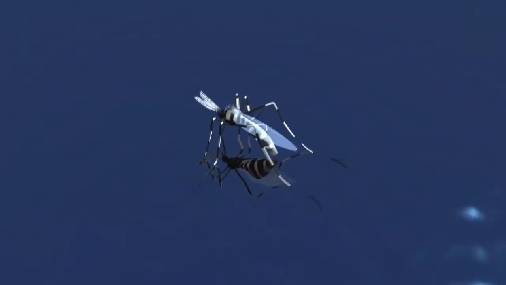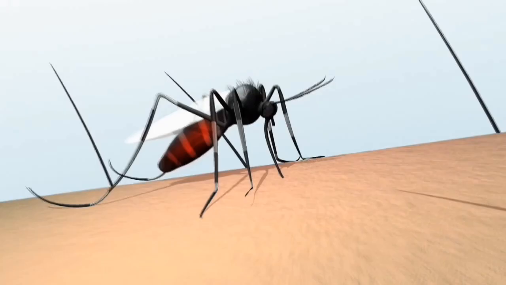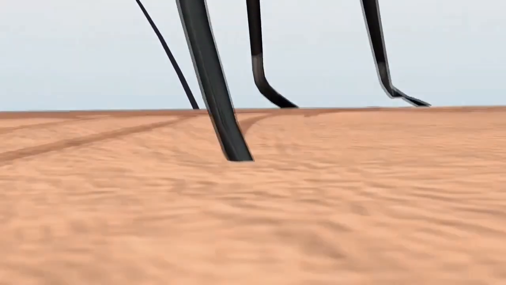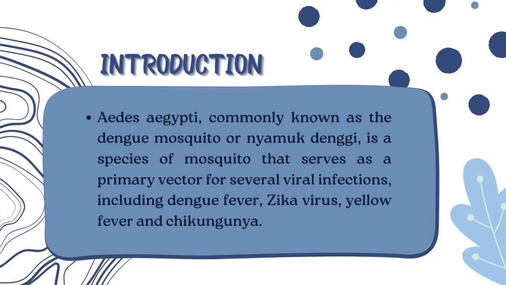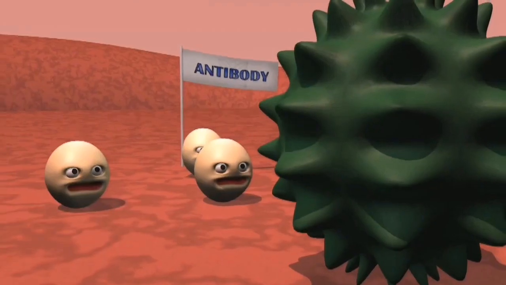Today, we would like to share with you an important topic in the field of molecular biology, the genetic makeup of Aedes aegypti, also known as the dengue mosquito. This mosquito is not just a common insect we try to avoid. It is actually the primary carrier of serious diseases such as dengue fever, Zika virus, and chikungunya.